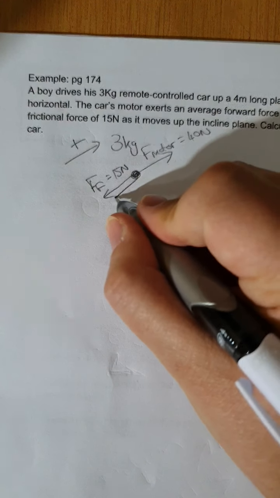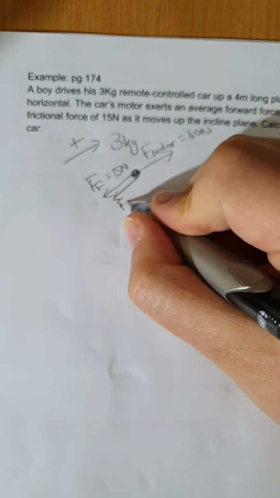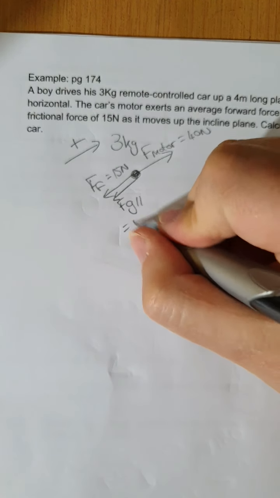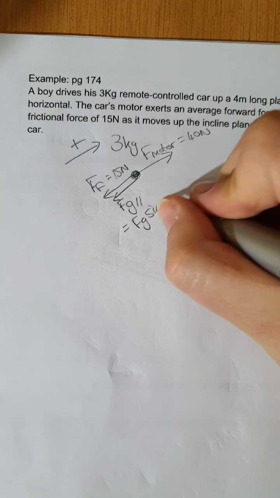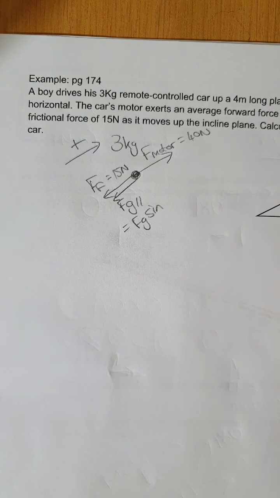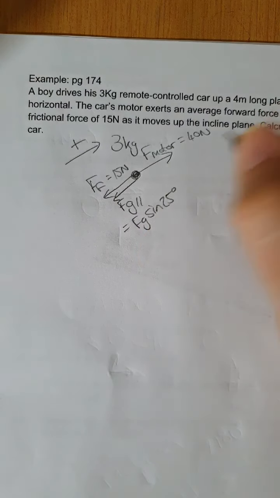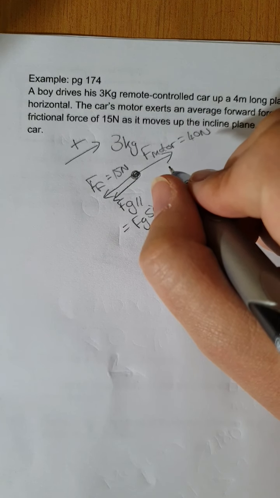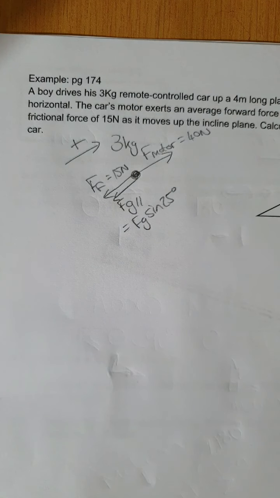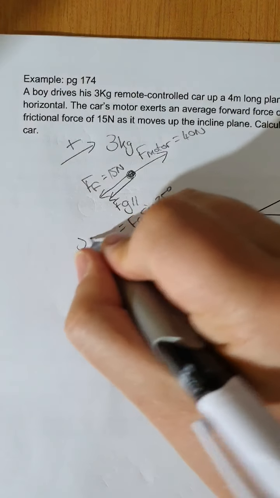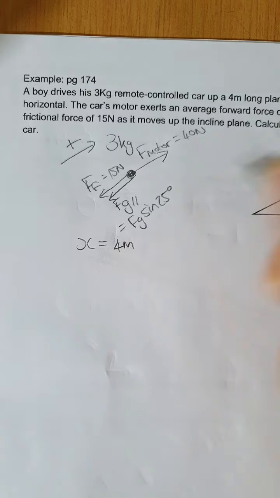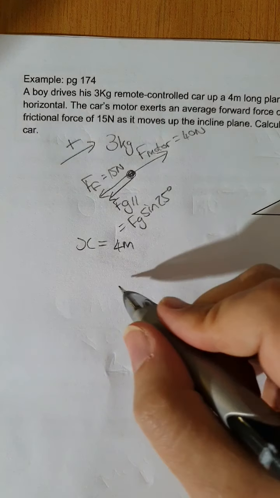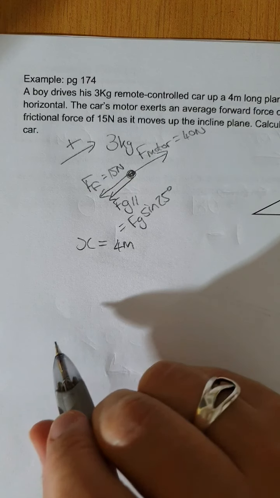We have another force acting on this always and forever, and that is Fg parallel, which is equal to Fg sine, what's the angle? 25. Okay, what else do we need to know? And we know that x is equal to 4 meters. Right, so we've got everything that we need. So let's take a look at how to work out the net work.